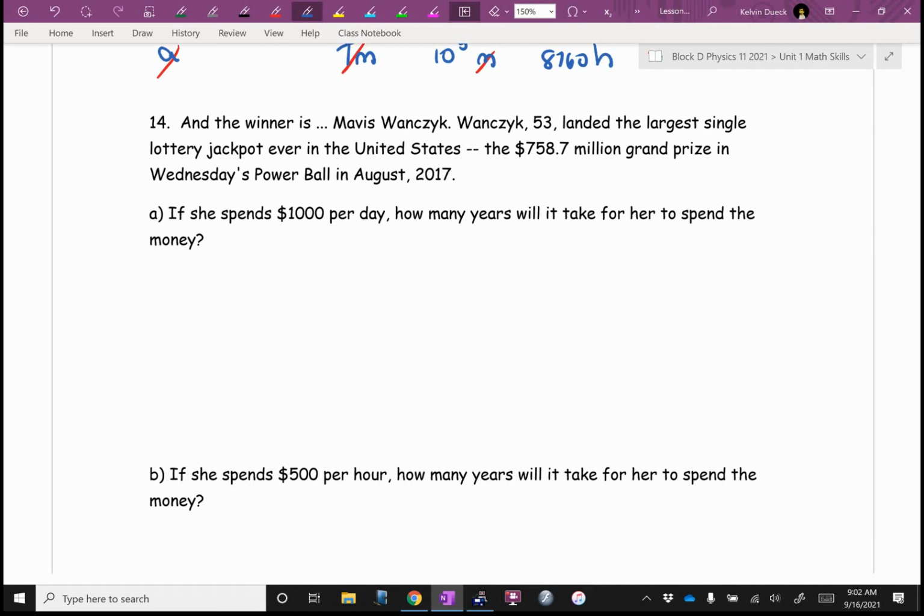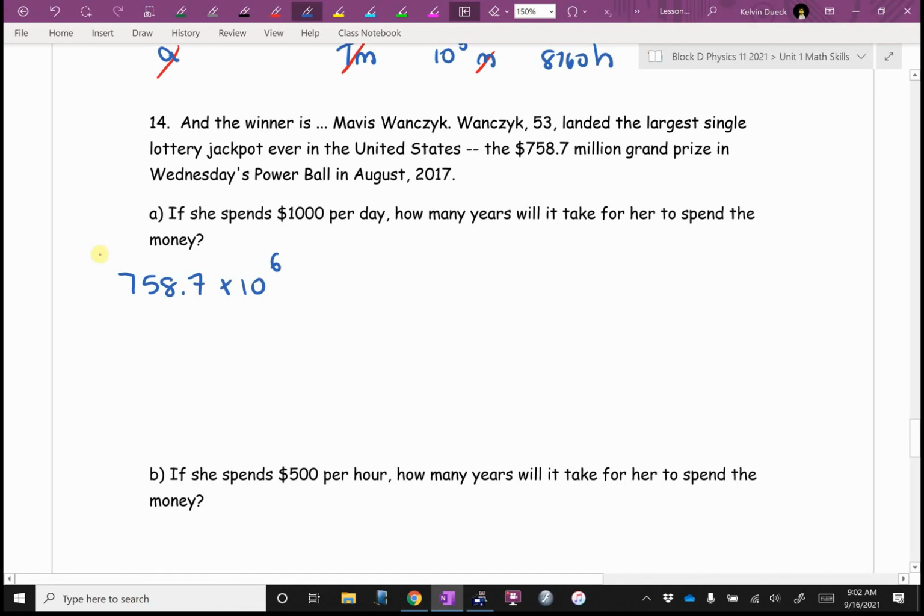Here's how I'm going to handle this. They gave me 758.7 million. Million is 10 to the what? Anybody know? Okay, million is 10 to the 6th. So I'm going to write down what they gave me: 758.7. Rather than writing out all the zeros, because I'm lazy, I'm just going to say times 10 to the 6th. That's not in scientific notation. That's Mr. Dewick just being lazy and not wanting to write out a bunch of zeros.